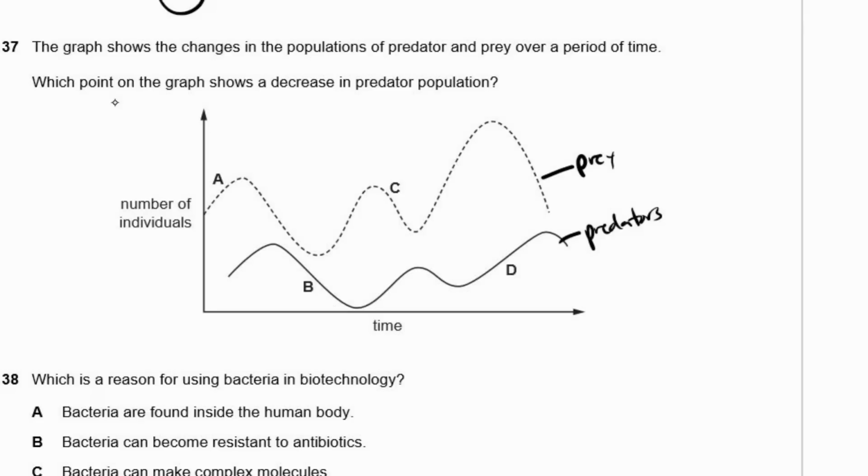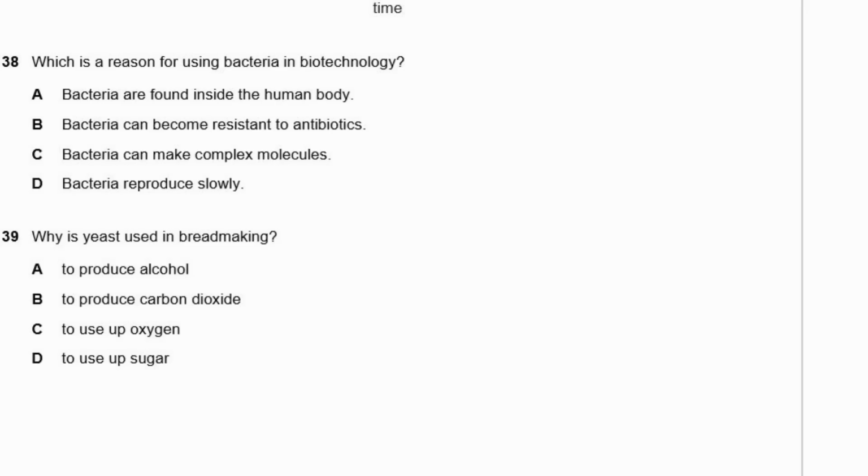So which point of the graph shows a decrease in the predator population? We're looking at this bottom graph. So the answer is B. That's decreasing, and here it's increasing. There we go.